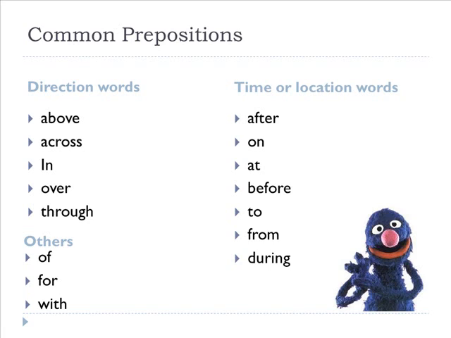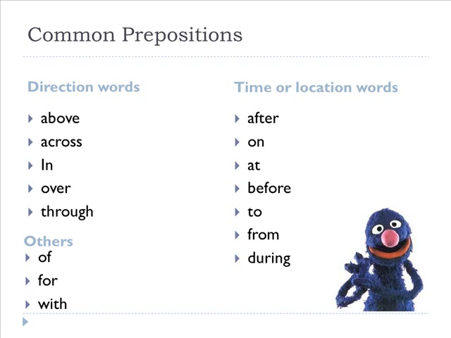So here are some of our most common prepositions, and I have a picture of our friend Grover down there because I still remember the Sesame Street song he sings about over, under, and through. Our direction words like above, across, in, over, through are prepositions. So are words that help us show time or location, like after, or on, or before, or to, or during. And then some of the other common prepositions are words like of, and for, and with.